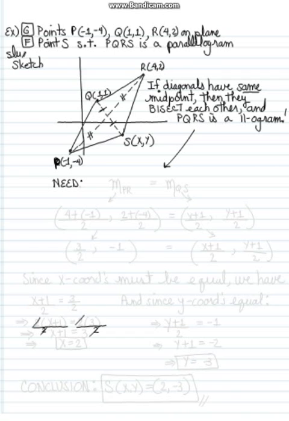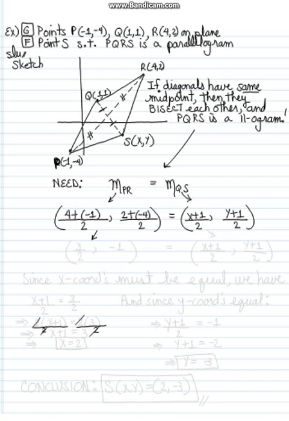I need to show that the midpoint from point P to R is equal to the midpoint from point Q to S. Now remember the formula for the midpoint. Sum up the x coordinates divided by 2, that's the x coordinate. Sum up the y coordinates and divide by 2. That represents the midpoint from P to R. And then from Q to S, we do the same thing. We add up x plus 1 divided by 2, y plus 1 divided by 2.